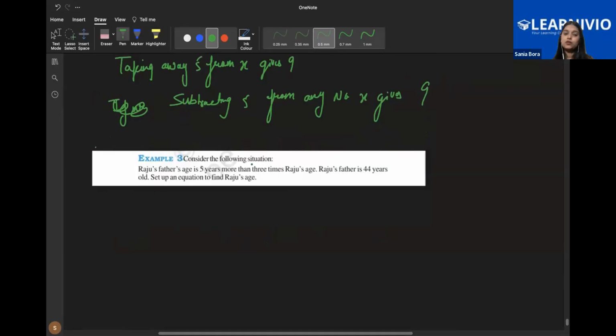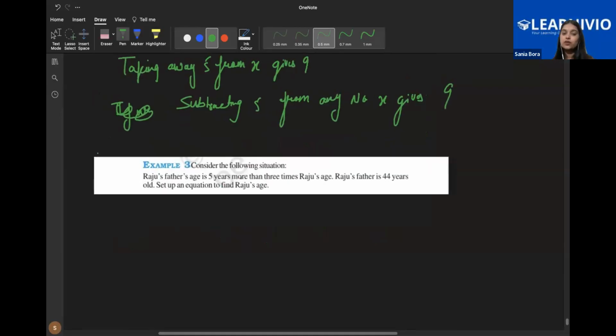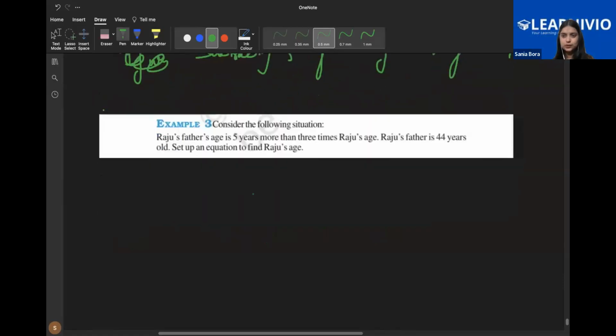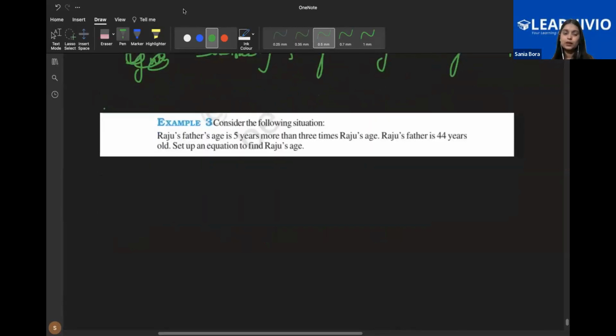Consider the following situation. Raju's father's age is 5 years more than 3 times Raju's age. Raju's father is 44 years old. Set up an equation to find Raju's age. Let's just try it once. Then I'll solve it.